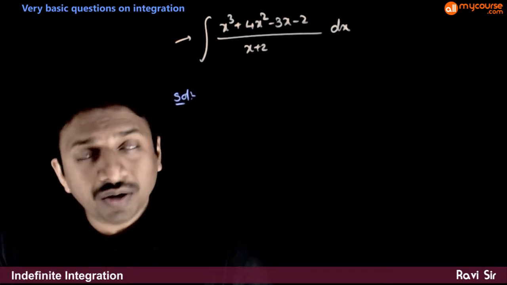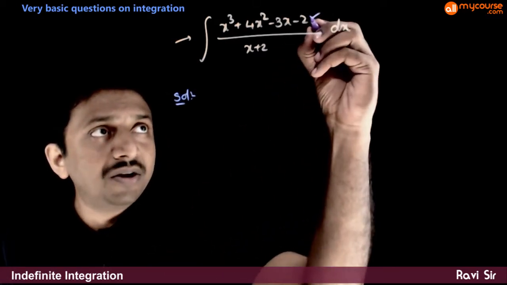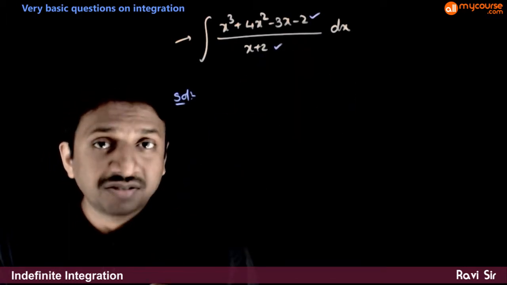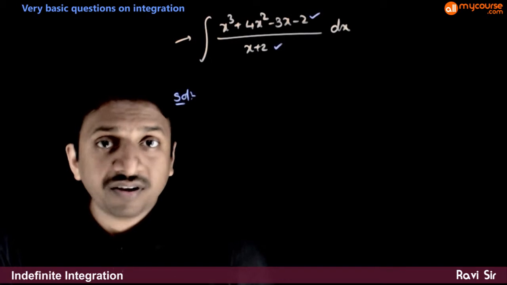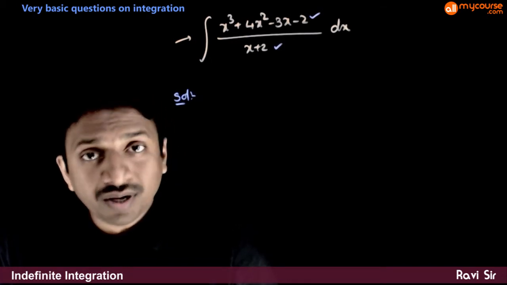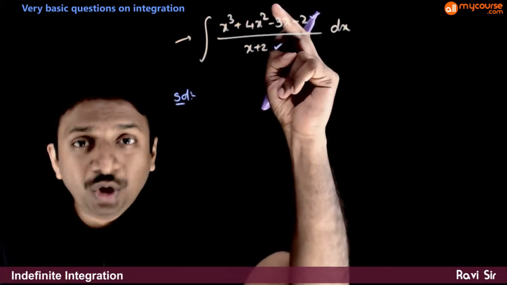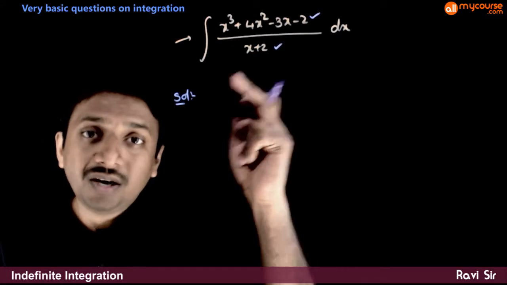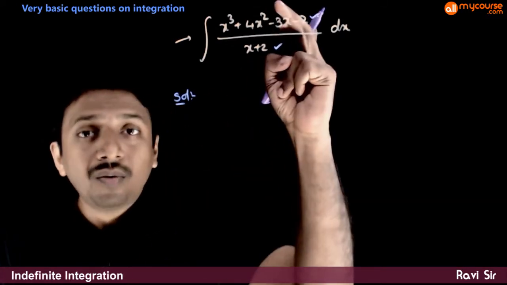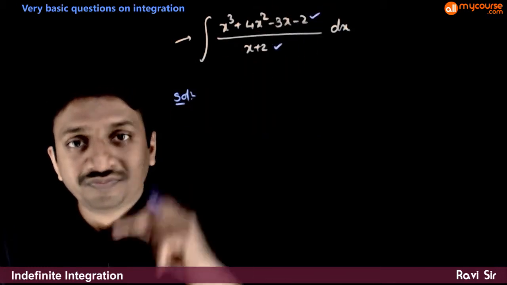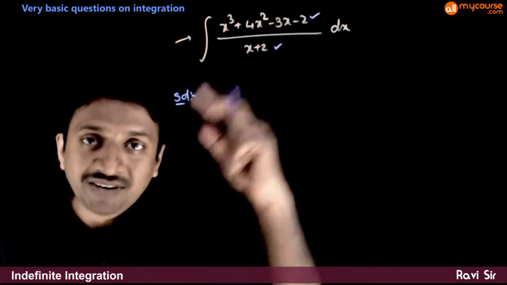So this time, you need to remember these types of manipulations. This is the first time that you're seeing this, but from the next time you have to do it for yourself. The numerator is a cubic polynomial, the denominator is a linear polynomial. So I'll just divide these two.